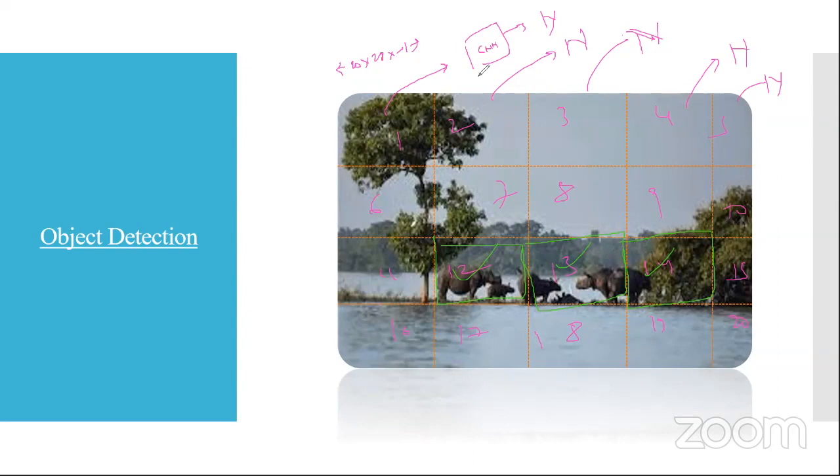But of course, there are smarter ways, or more intelligent algorithms, which help you in doing object detection. This is just one of the simplest ways.